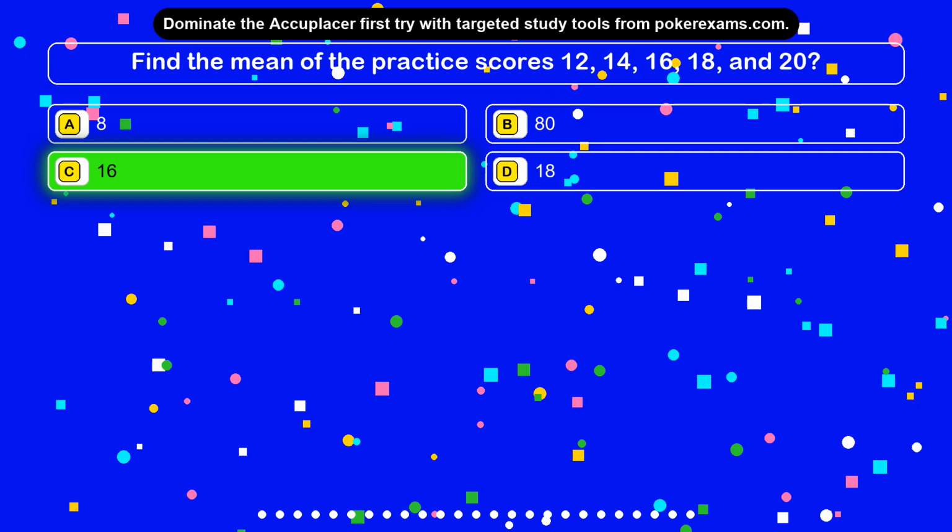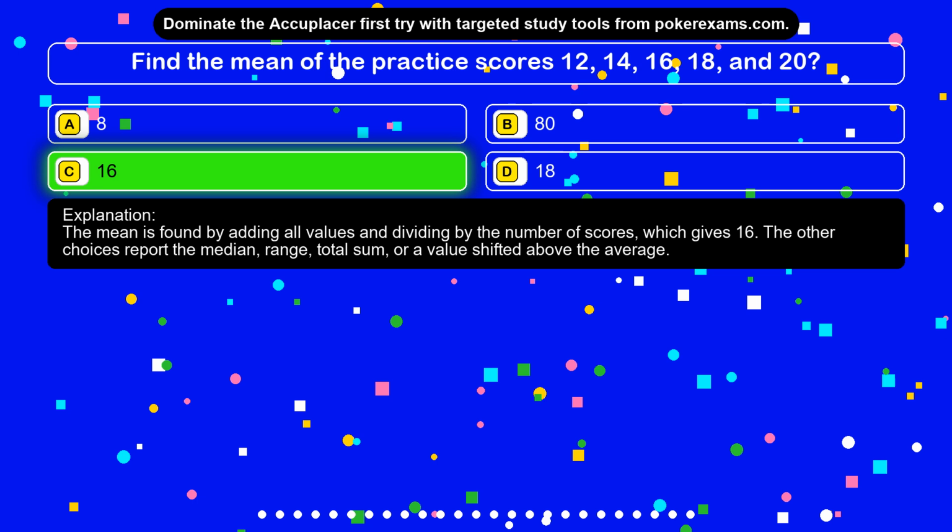The correct answer is option C, 16. The mean is found by adding all values and dividing by the number of scores, which gives 16. The other choices report the median, range, total sum, or a value shifted above the average.